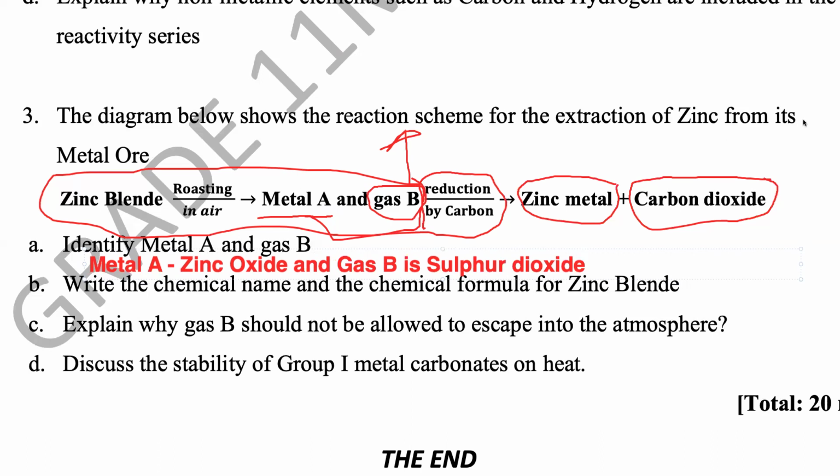And now, meaning when this zinc oxide was actually formed, is the one now that underwent reduction by carbon. So what is the chemical name for the zinc blende? And what is its chemical formula? The chemical name for zinc blende is zinc sulfide. And the chemical formula is ZnS. Zinc sulfide, and its chemical formula is ZnS.